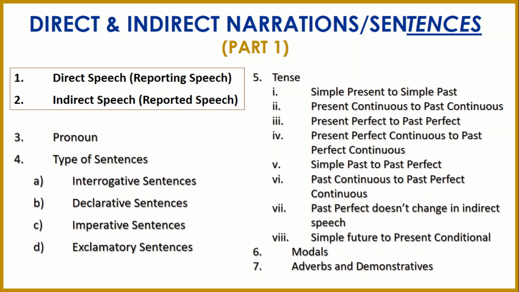In this series, we will discuss direct and indirect narrations or sentences. So let's start with part 1. Basically, direct and indirect narrations cover a total of 7 things. The basic are the first two: direct speech, which is also called reporting speech, and the second is indirect speech, which is also known as reported speech.